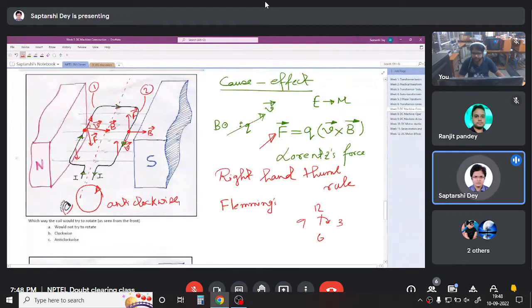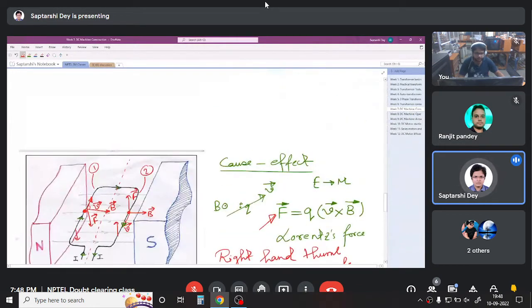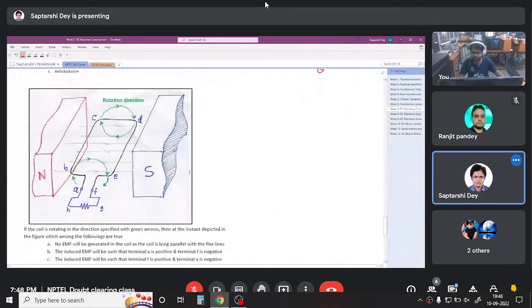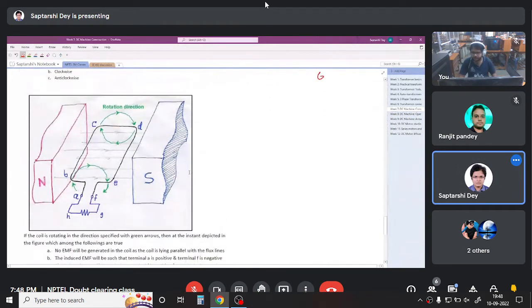So since we have talked about motoring action, we will quickly look at the other, generating action also. Now read the question first. If the coil is rotating in the direction specified with green arrows, then at the instant depicted in the figure, which among the following will be true? They have asked in what direction will the EMF be induced.